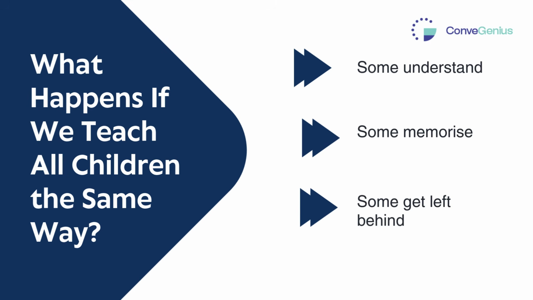Let's pause and think about this for a moment. In most classrooms, we teach all children the same way, at the same pace, with the same method. But the children are not the same. So, what happens? Some children understand because the method matches how they learn. Some children manage to memorize just enough to cope. And some children slowly, quietly start falling behind.